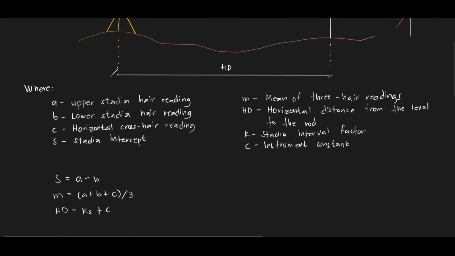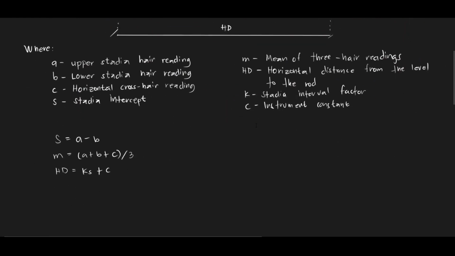Now in leveling, it is also important to have an idea of the horizontal distance between the rod and the instrument, because we have a source of error. Let's say, for example, your instrument is right here, right? And then you have a rod here, and you also have a rod here. Let's say that they have equal distance from each rod to the instrument. Okay, so let's say you have a reading there.